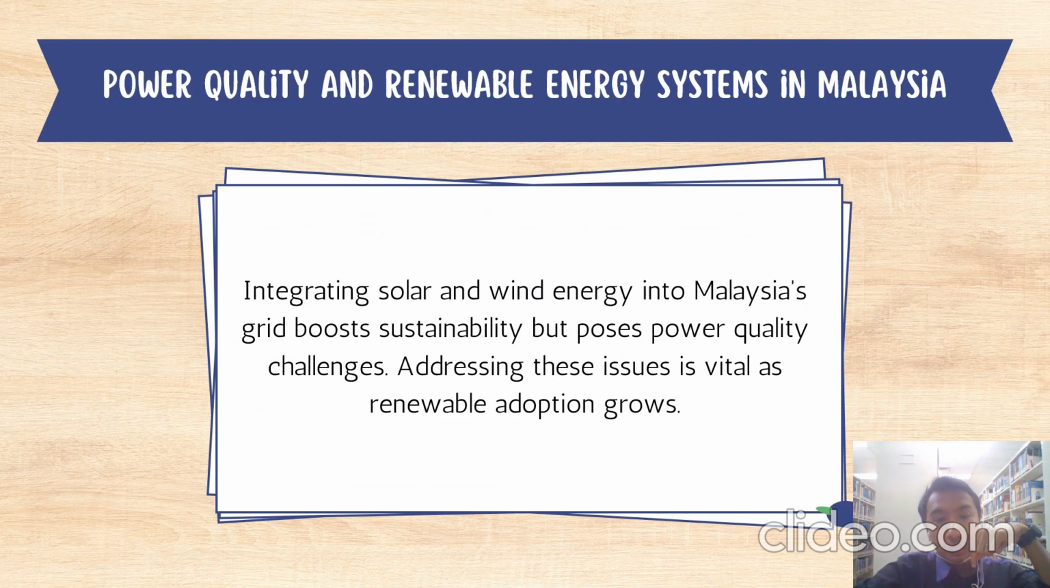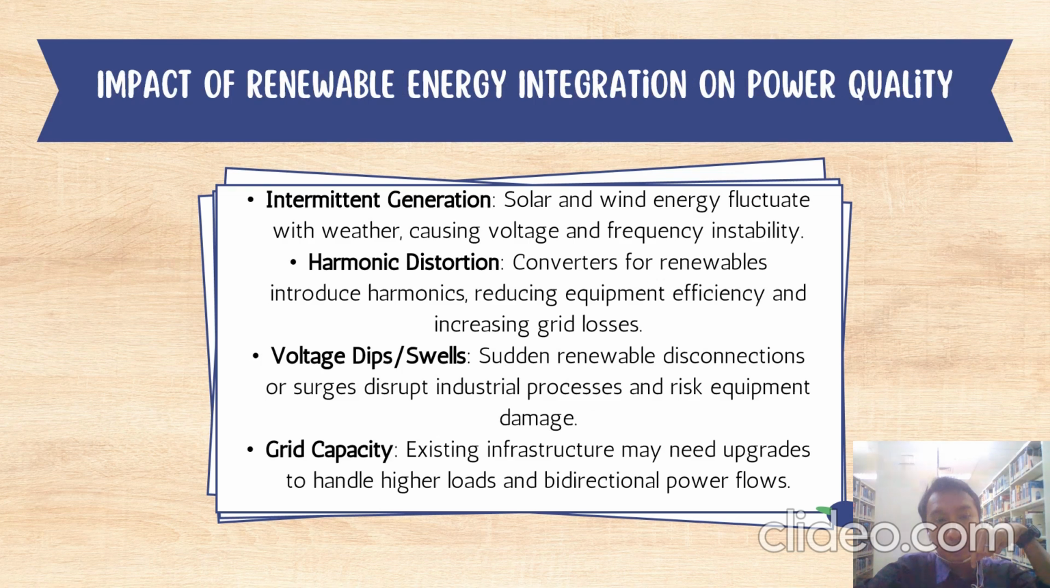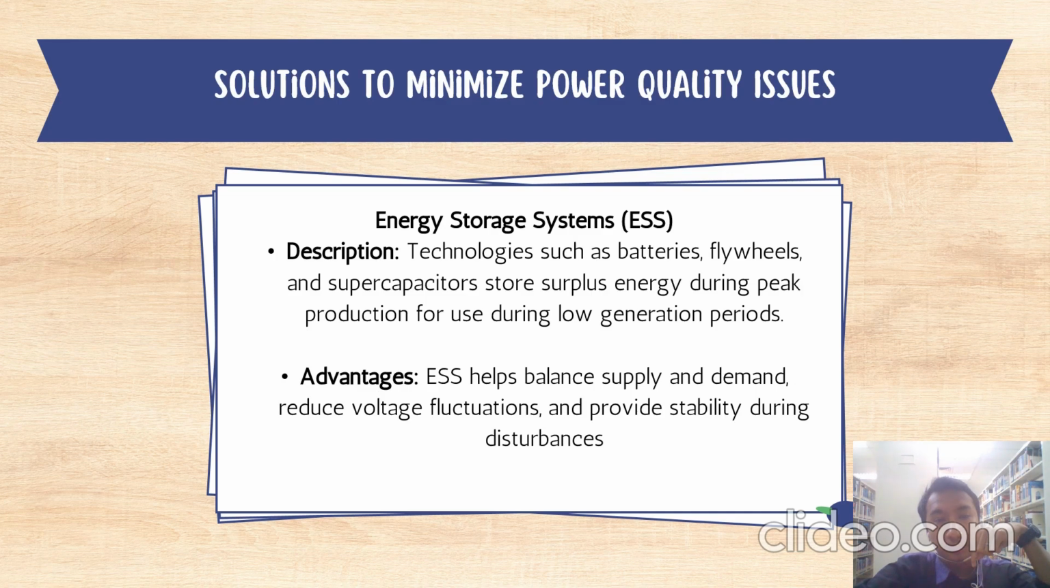So integrating solar and wind energy into Malaysia could boost sustainability but poses power quality challenges. Addressing this issue is vital as renewable production grows. So the impact is intermittent generation. Solar and wind energy fluctuate with weather, causing voltage and frequency instability. Harmonic distortion: converters for renewables introduce harmonics, reducing equipment efficiency and increasing grid losses.